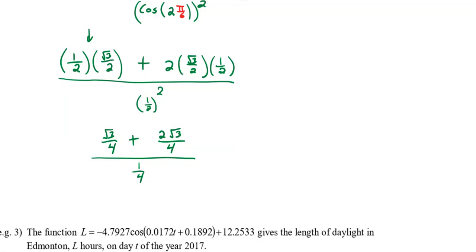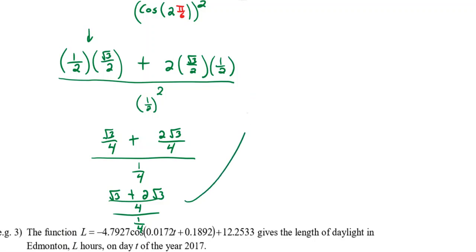Okay. Now, you could simplify the top there, right? Put it all over a common denominator. So that'd be root 3 plus 2 root 3 over 4 all over 1 over 4. Now you can probably see right now that we can just cancel those, but if you like, we can flip that around.